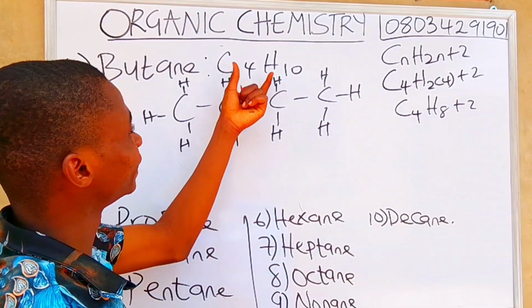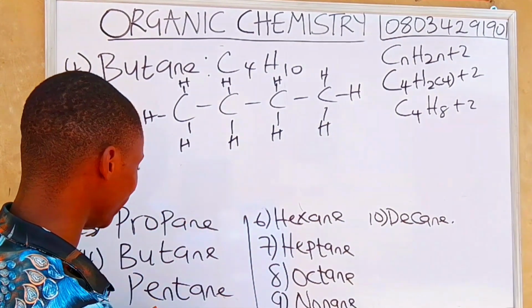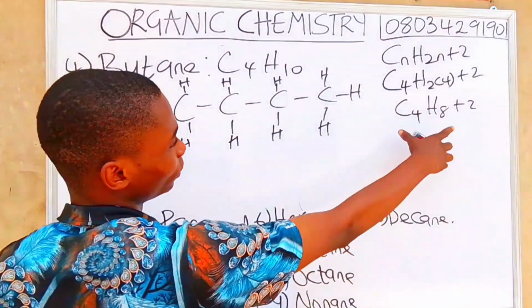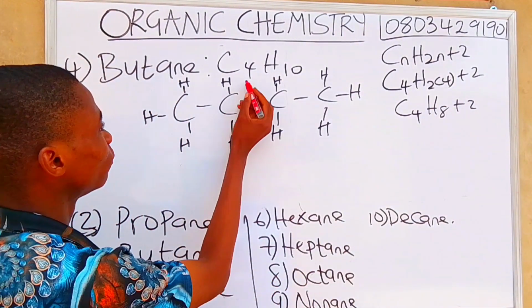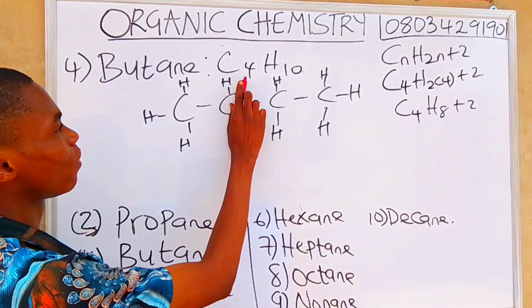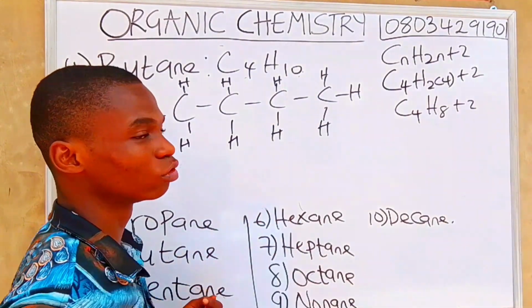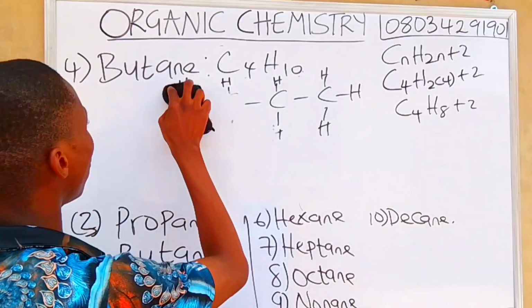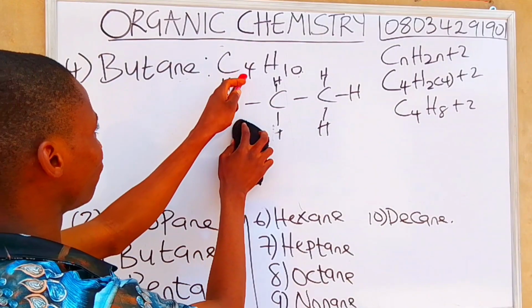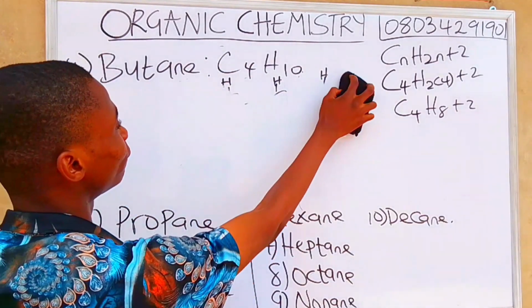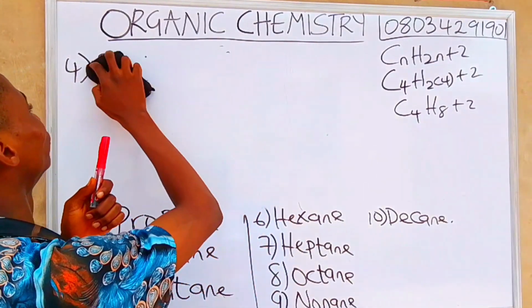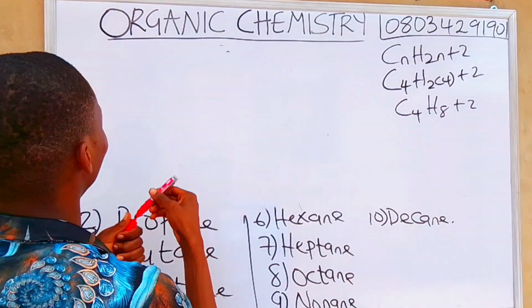So what trick can you use to get pentane, which is the next one, rather than using this long formula? By adding 1 here and by adding 2 here. If we add 1 to this 4, it will turn to 5. And if we add 2 to this 10, it will turn to 12. So carbon 4, by adding 1, turns to carbon 5, and we all know that pentane is 5. And by adding 2 to that hydrogen, it turns to 12.